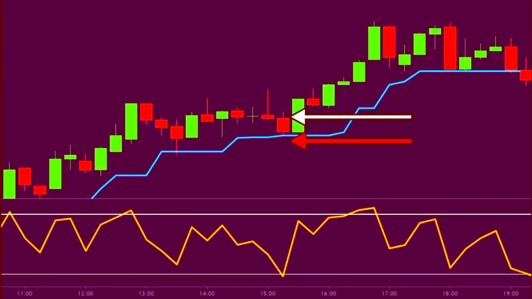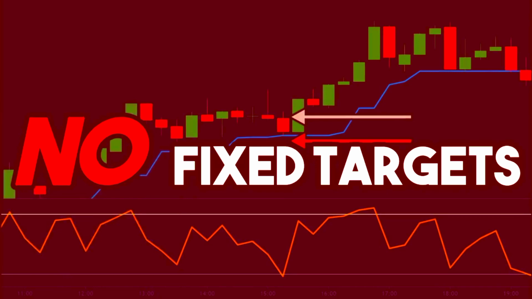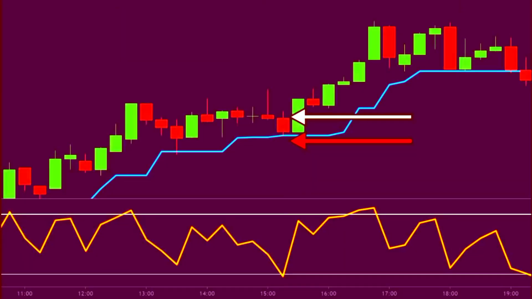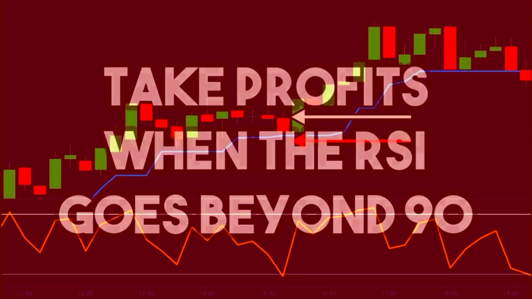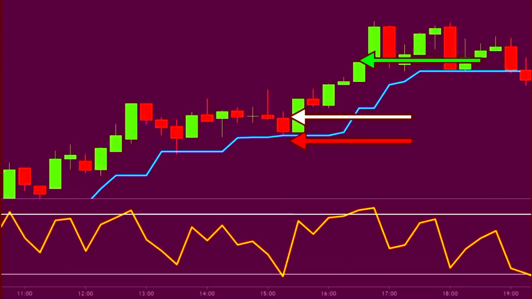For profits, we will not keep any fixed targets. Instead, we will do something different. We will take our profits when the RSI goes above 90. In this trade, we exit at the close of this candle, as the RSI closes above 90, so we made profits here.